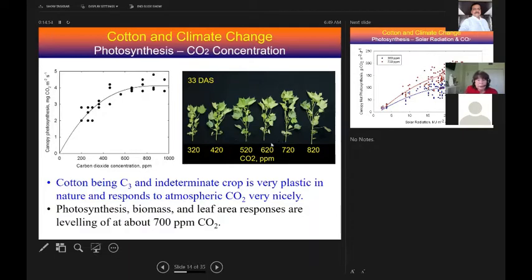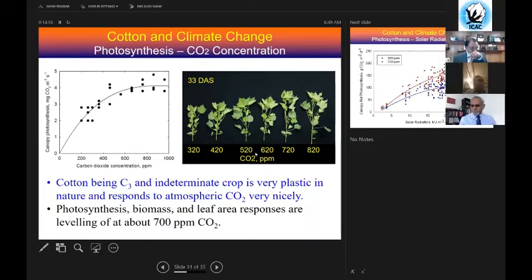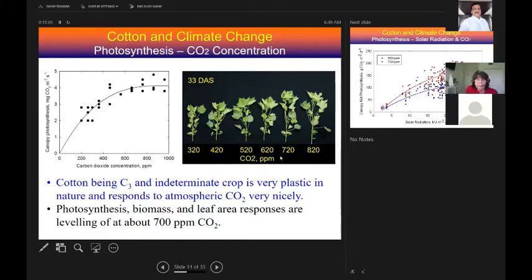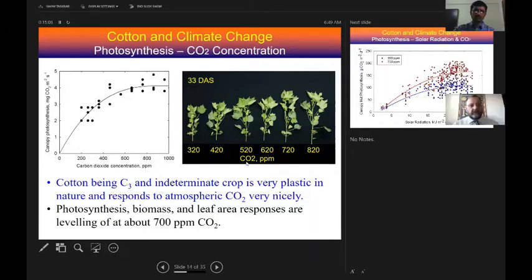You can also witness, this was just harvested last week, day before yesterday actually. We were trying to test whether we still have that early season growth response to elevated CO2. And you can see this increase with CO2 concentration. These are about a month old cotton seedlings. It increases up to 700 and then saturates around here, almost similar to the photosynthesis response that we see.